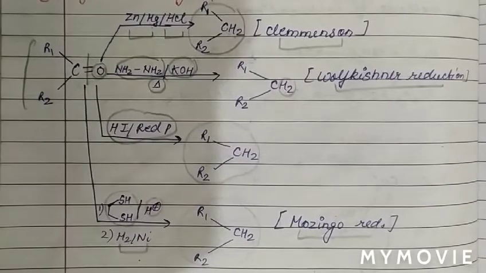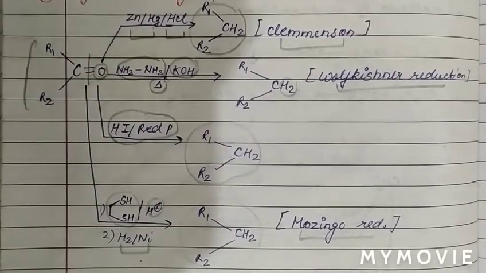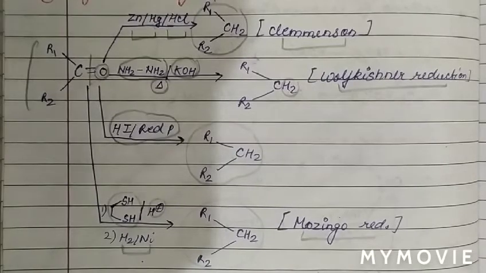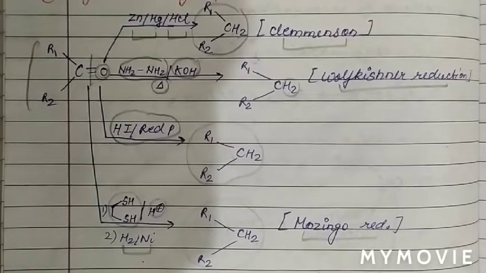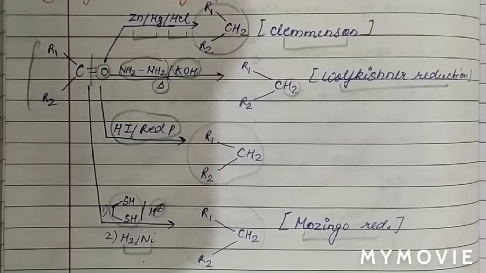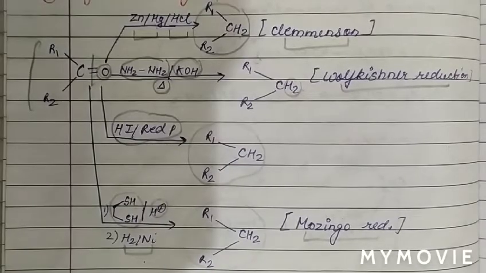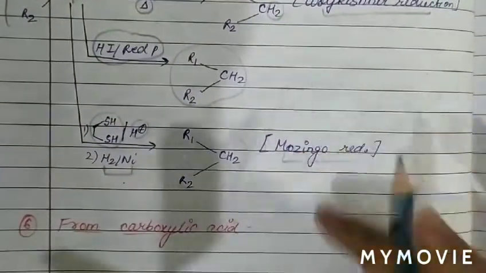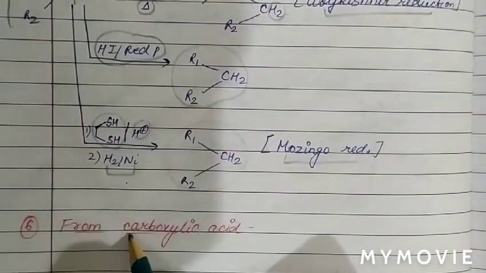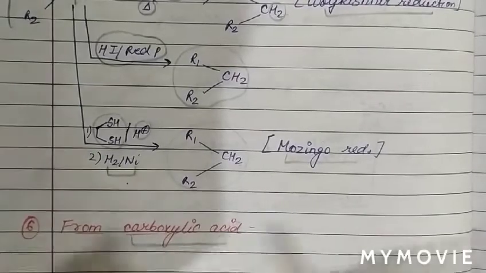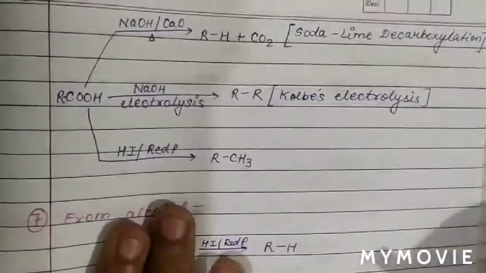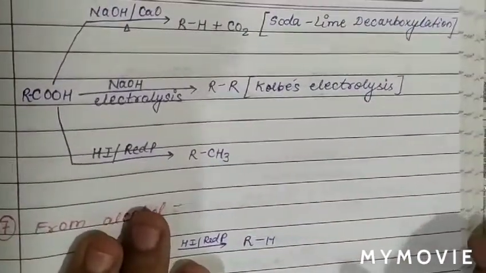Now we will discuss. So three methods we have discussed: preparation of alkane from alkenes, preparation of alkane from alkyl halide, then preparation of alkane from aldehyde and ketone. Now we will discuss the preparation of alkane from carboxylic acid. See how is the preparation of alkane from carboxylic acid.